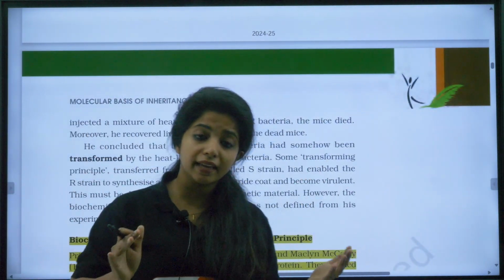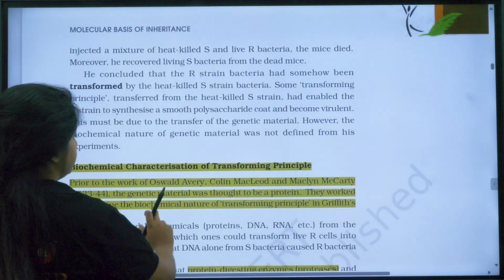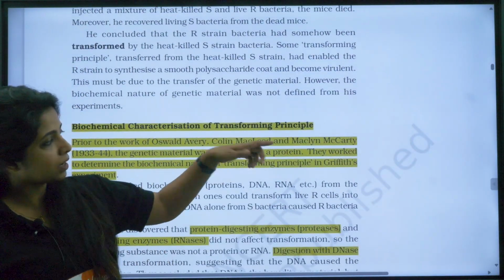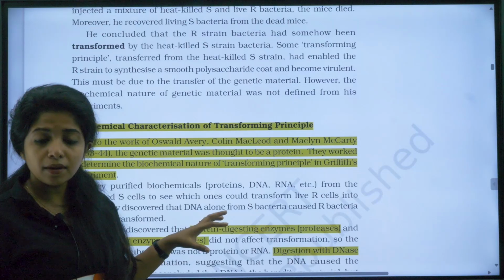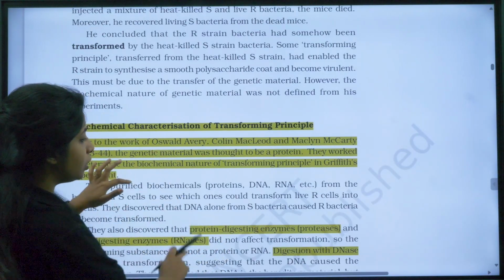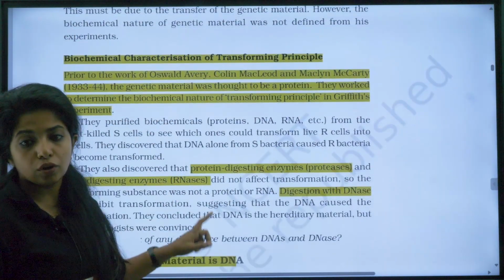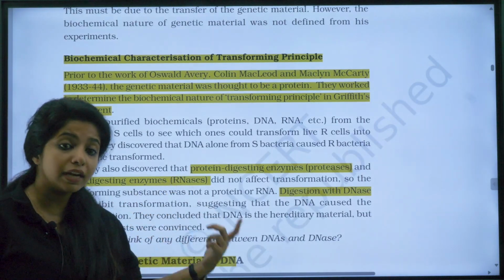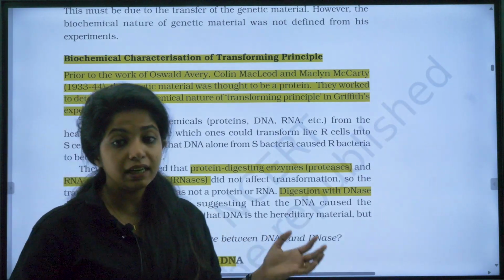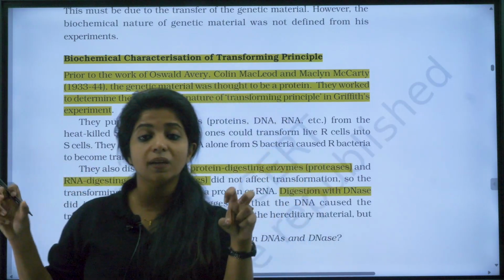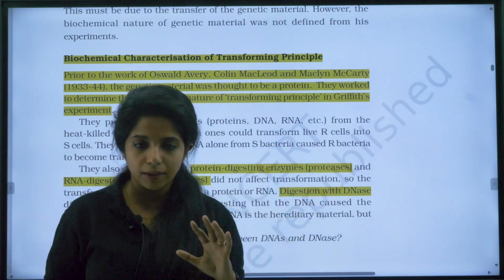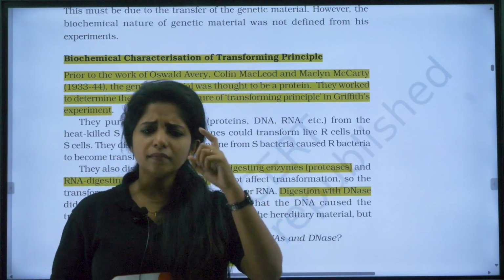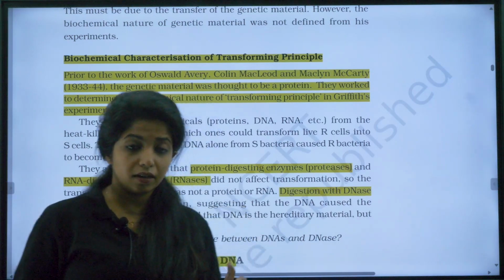So another guy came in, that is Avery, Colin, MacLeod and McCarthy. They all came in. They did the other experiment where they used certain enzymes. They used protein digesting enzyme, they used RNA digesting enzyme, they used DNA digesting enzyme, and they found that when DNA digesting enzyme was used, the transformation was not taking place. So that's how they said that it's probably the DNA that is the genetic material.